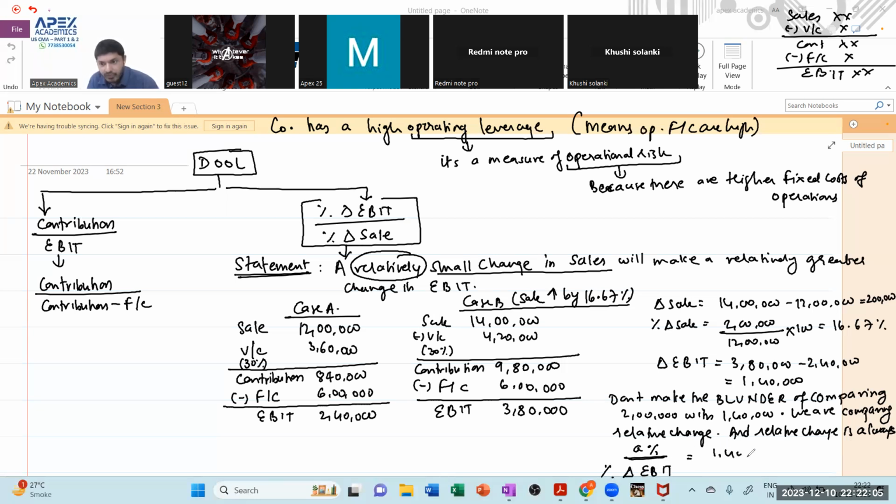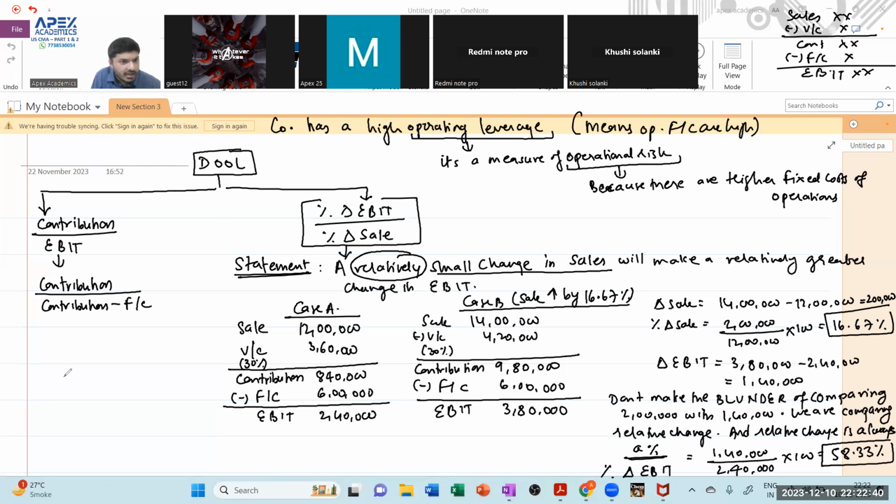Notice it will be 1 lakh 40,000 divided by 2 lakhs multiplied by 100. So 140 divided by 200 percentage. What is your answer? Sorry, 140 divided by 240. Why? Because this was originally 240, na? So 140 divided by 240 percentage. What is your answer? 58.33%. Now compare 58% by 16%.